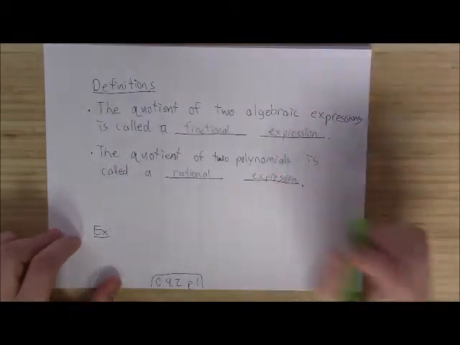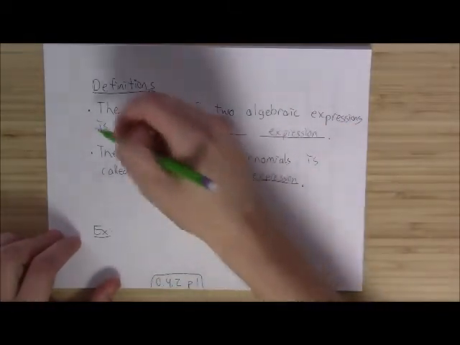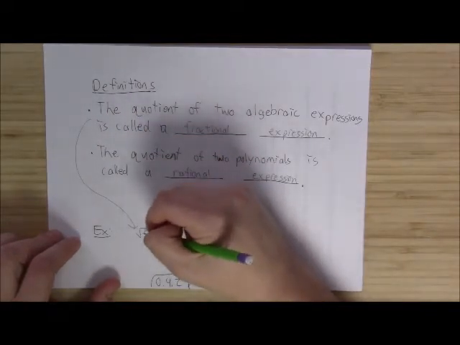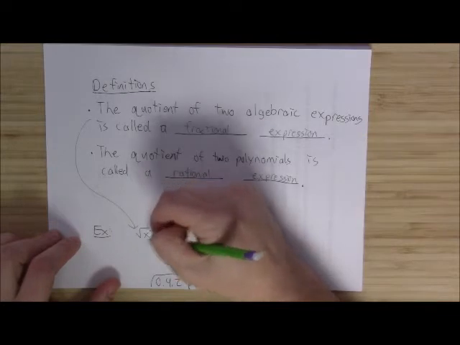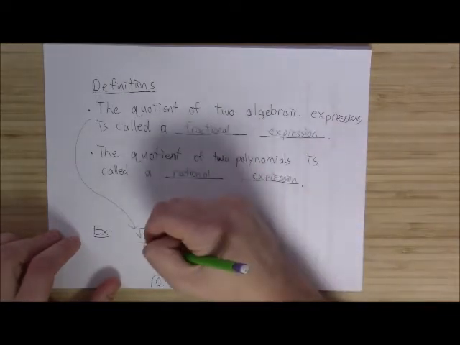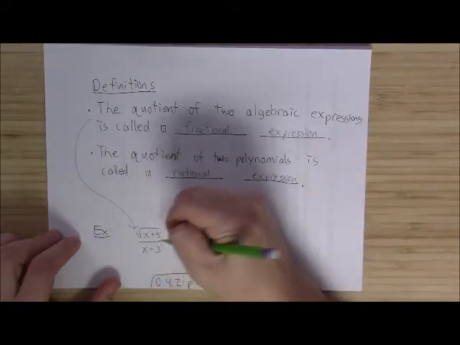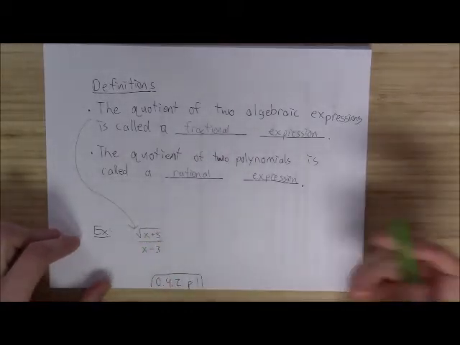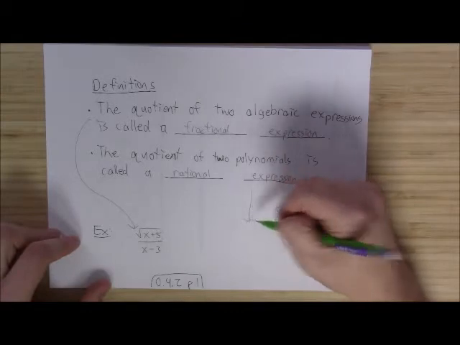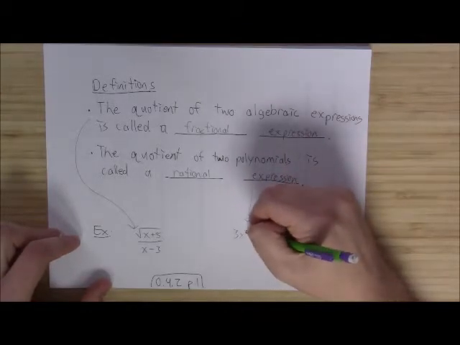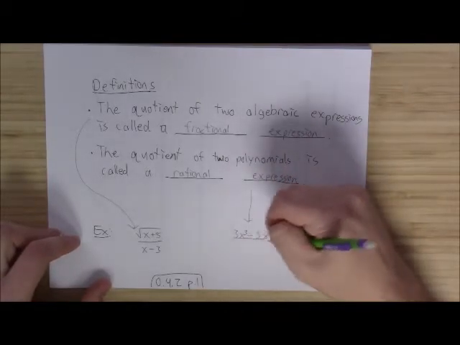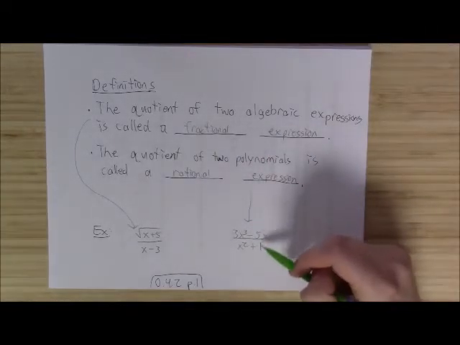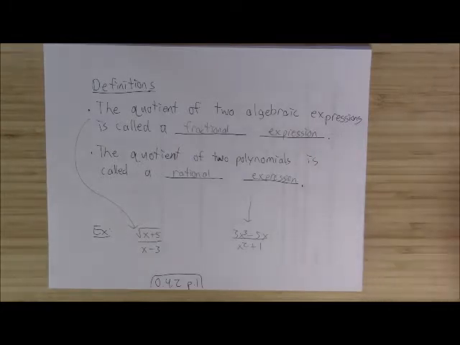Well, a fractional expression would be something of the form square root x plus 5 over x minus 3. Because of the square root, it's not a polynomial. Whereas a rational expression would be something like 3x cubed minus 5x over x squared plus 1, for instance, because both the top and the bottom are polynomials.